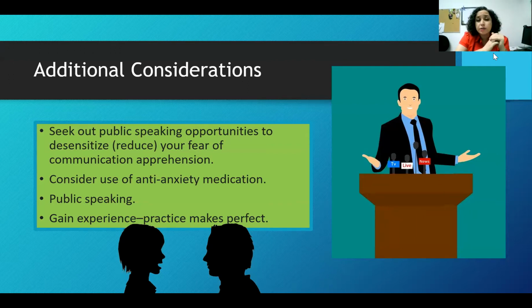Consider the use of anti-anxiety medication. That's if your anxiety is a bigger problem, then you need to find experts. And so you need to go for a psychiatrist, because you might need medication. I'm not telling you that you're crazy. No, you already know that this happens to a lot of the population. But if this is a really, really bad thing that happens to you, consider looking for some medication. That's completely fine.